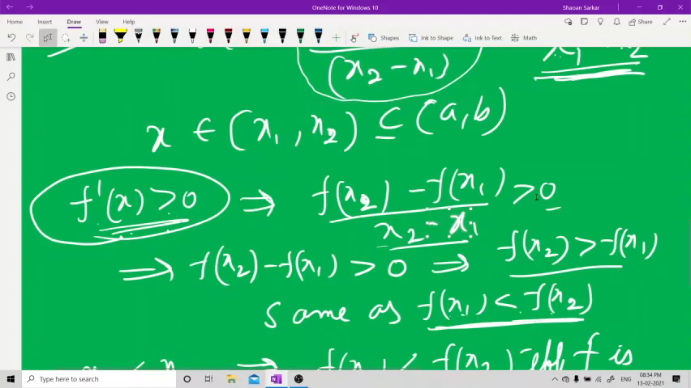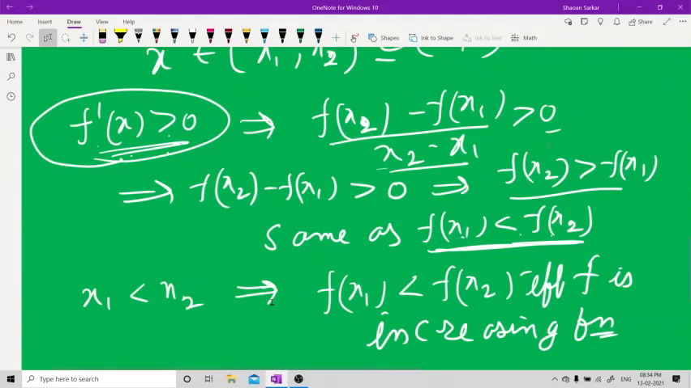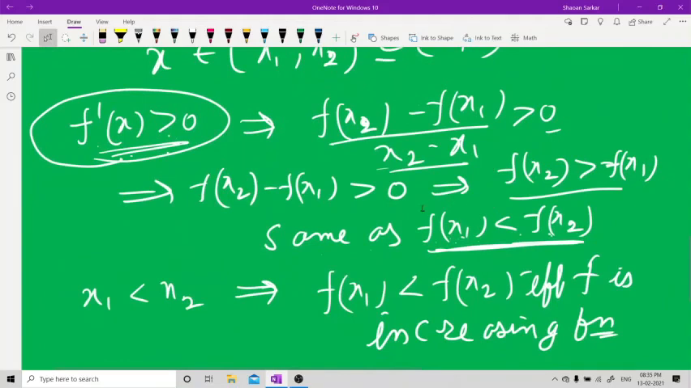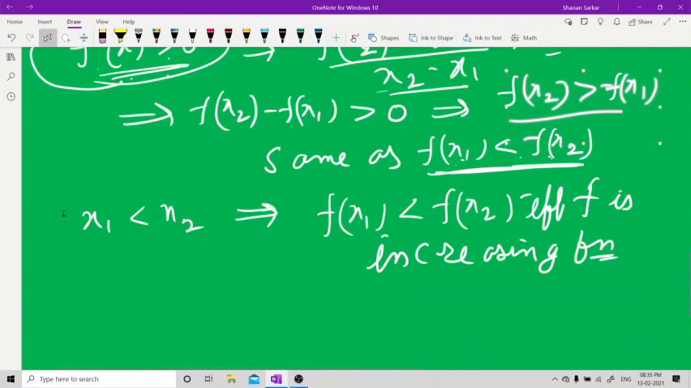Cross multiply this with this, this with this. So f(x2) minus f(x1) will be greater than 0. So f(x2) is greater than f(x1), which is the same as f(x1) is less than f(x2). Combining the result, you call this result or this result, one and the same thing. So x1 less than x2 gives me this, if and only if f is an increasing function.